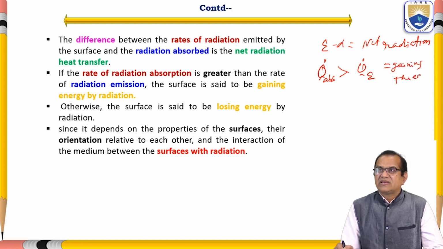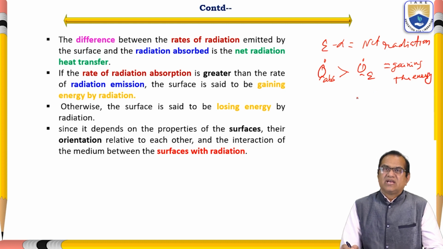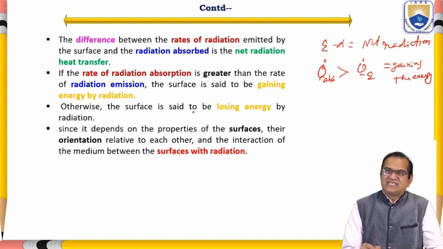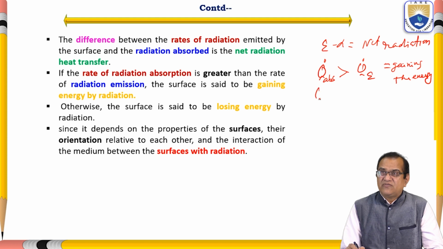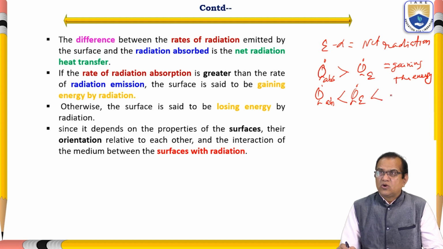Gaining the energy. Otherwise, the surface is said to be losing the energy. If Q dot absorbed is less than Q dot emitted, then it is losing the energy, or getting colder, and this is getting hotter here.